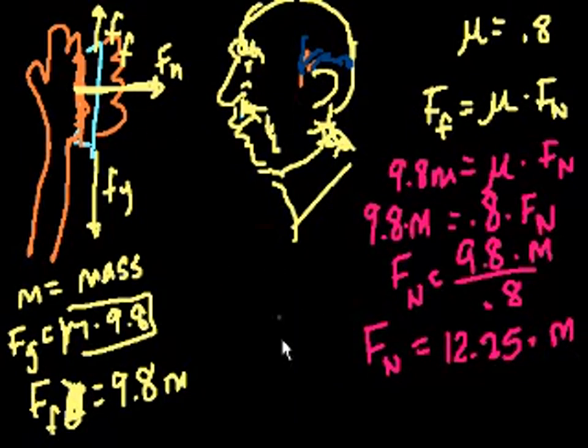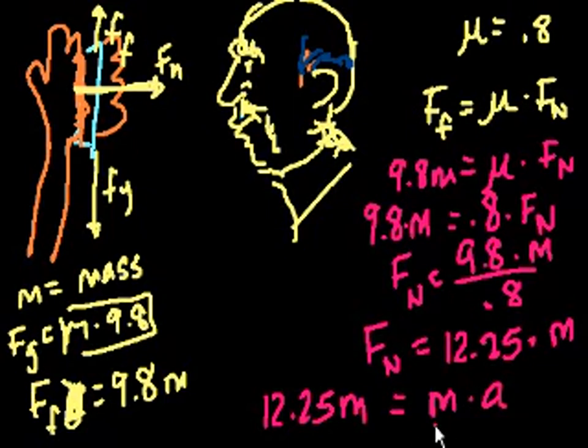So how fast am I accelerating the pie? Well, force is equal to mass times acceleration. 12.25 m, that's the force, is equal to the mass times the acceleration of the pie. And it's the same pie that we're dealing with the whole time, so it's still m. You can take m out from both sides of the equation. So the acceleration, the rate at which I have to change the velocity, that I have to apply to the pie, is 12.25 meters per second squared.